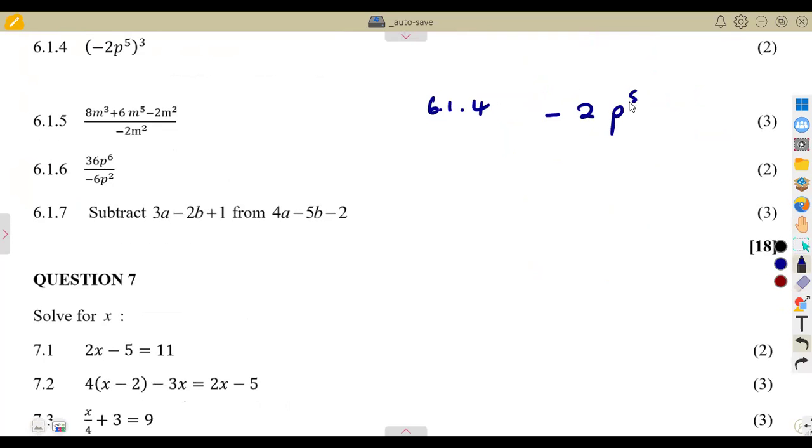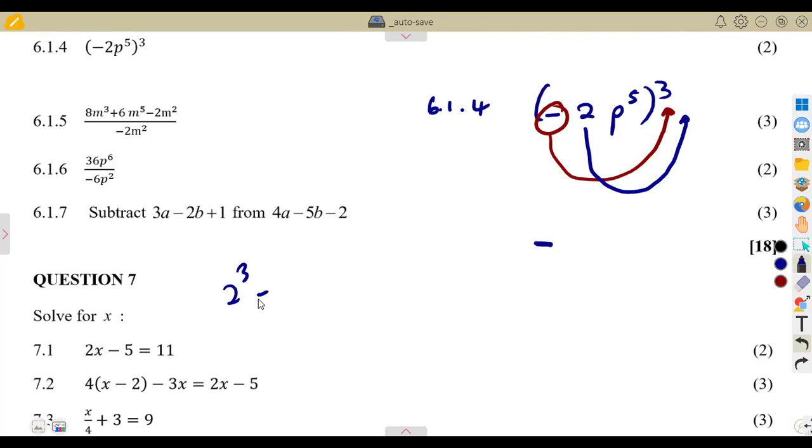-2p to the exponent of 5, all raised to the exponent of 3. Remember what I said about the exponents: a negative raised to an odd exponent remains a negative. So you move on. 2 to the exponent of 3 means 2 times 2 times 2. 2 times 2 is 4, times 2 is 8.